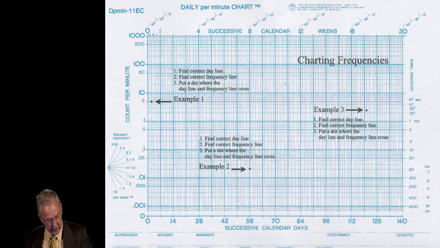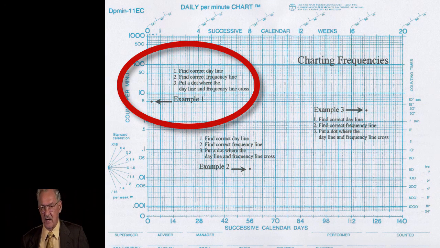The first example, we have 5 movements per minute on Tuesday of the first week. How would we go about plotting this? Well, the first thing we need to do is find the Tuesday line on the first week. Then, having found that, we find the 5 movements per minute line among the horizontal lines going across the chart. So where those two lines intersect, the vertical Tuesday line and the horizontal 5 movements per minute line, we place a dot, as shown in that figure.